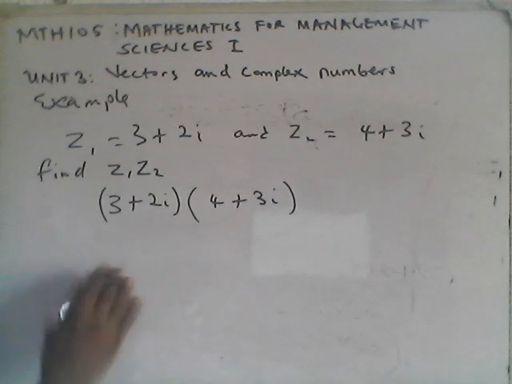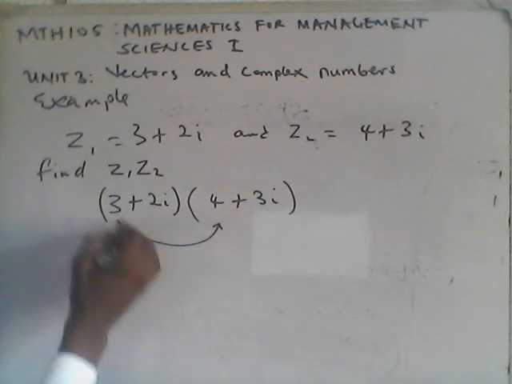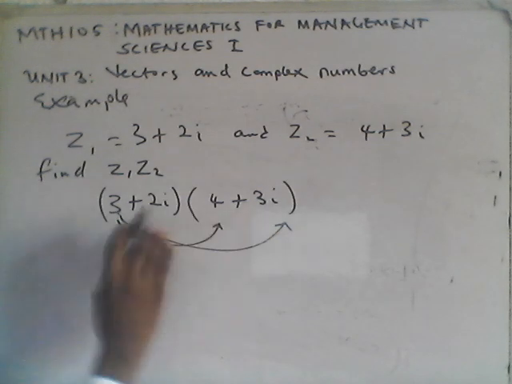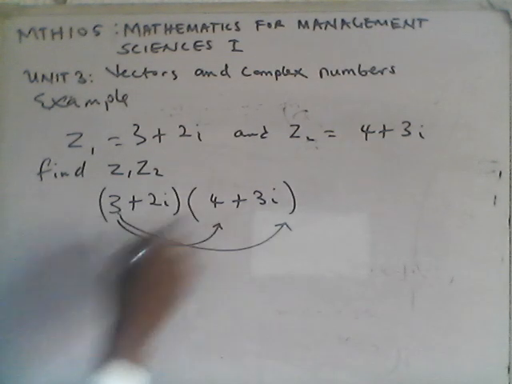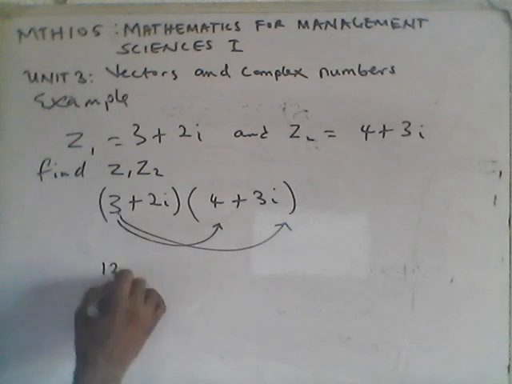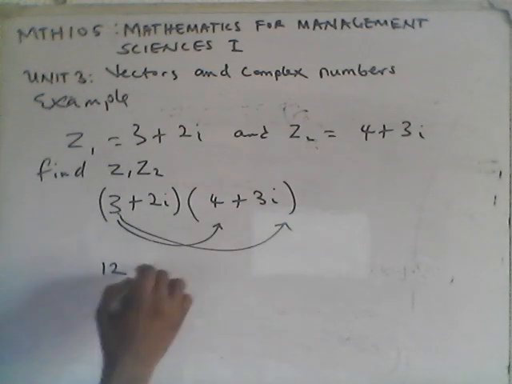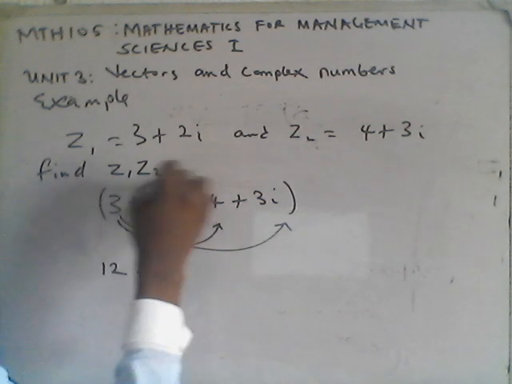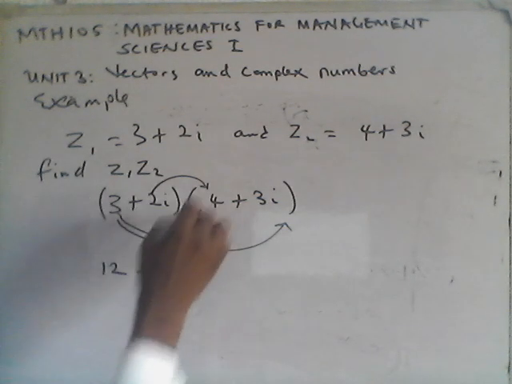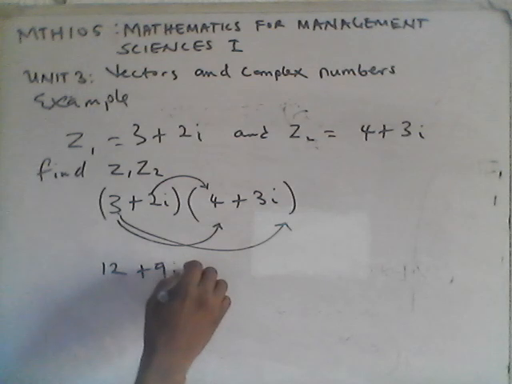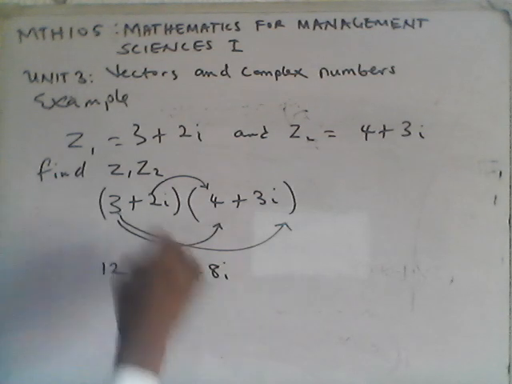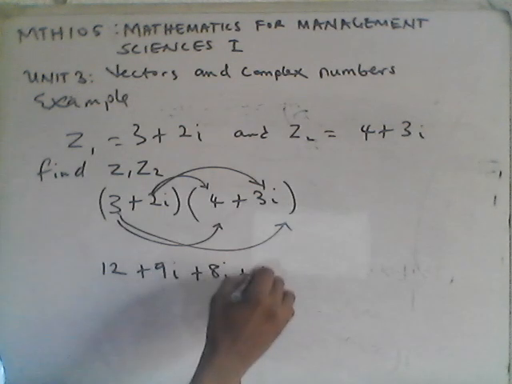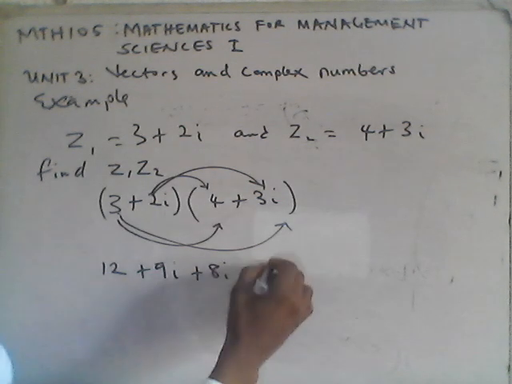Again, I said this one will multiply this, and this one will multiply this. So let's do it. This first one will multiply the 2, one by one. So 3 times 4 is 12. 3 times 3 is 9, plus 9i. We're done with the first term. So this one will now multiply this. 2i times 4: 2 times 4 is 8, plus 8i, and 2i times 3i: 2 times 3 is 6, but i times i is minus 1.